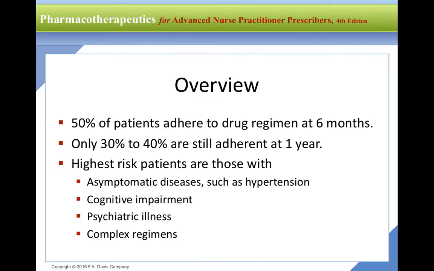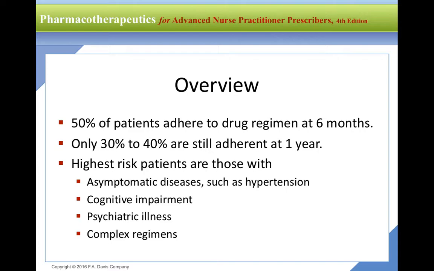All right, factors that foster positive outcomes. A few notes on this chapter. 50% of patients adhere to a drug regimen at 6 months. And adherence there, it depends on the definition, whether they're still taking it, whether they're just getting it filled at their pharmacy, or whether they're taking it exactly as prescribed. Even less than that 50% take it exactly as prescribed.